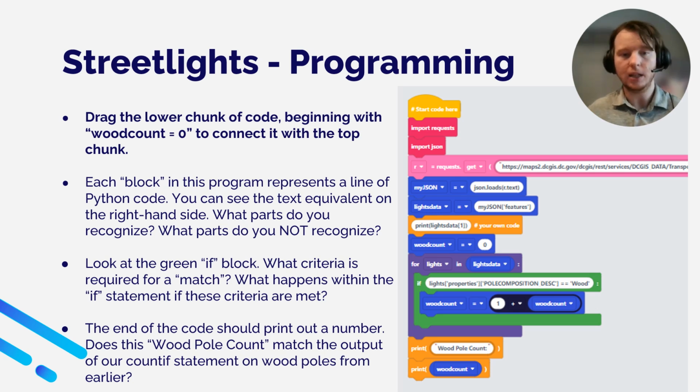What we should see is at the end of this, our wood pole count that prints out should match the output of our count if statement on wood poles from earlier. So this is a programmatic way of doing that same count if statement that we did back a few steps ago.